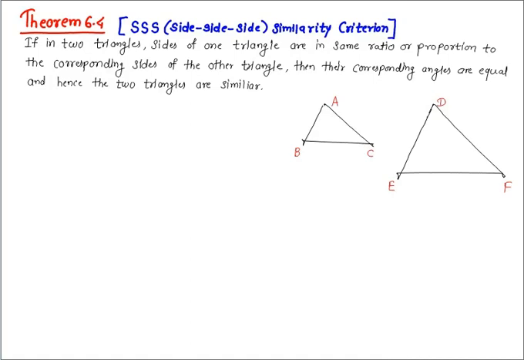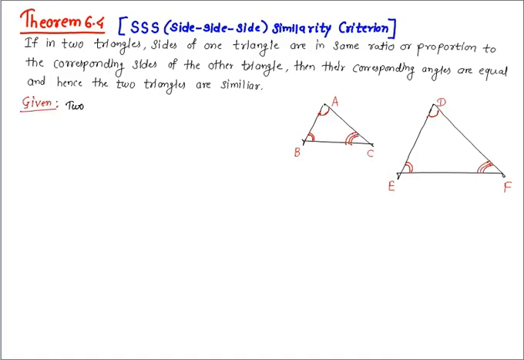Let's say we have two triangles ABC and DEF as shown in the diagram, and if the sides of triangle ABC are in the same ratio or proportion to the corresponding sides of triangle DEF, that is, if AB by DE is equal to BC by EF is equal to AC by DF, then the corresponding angles are equal. That means angle A is equal to angle D, angle B is equal to angle E, angle C is equal to angle F. So what is given here?